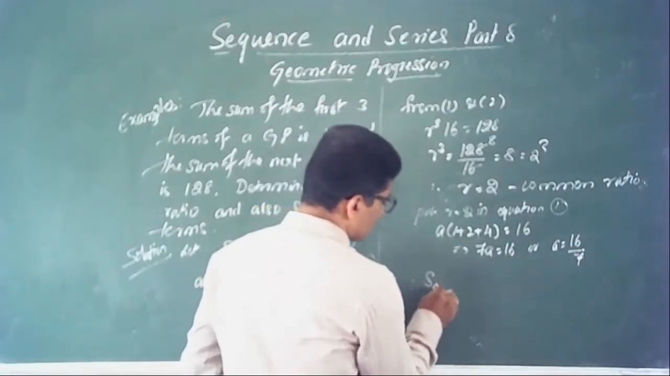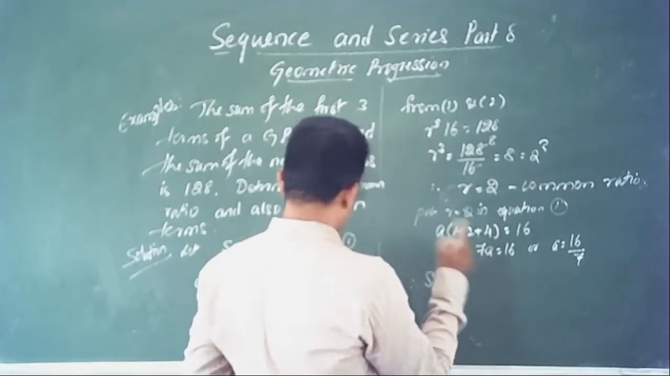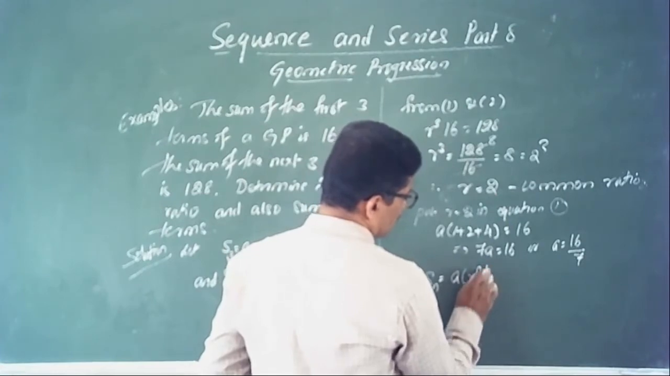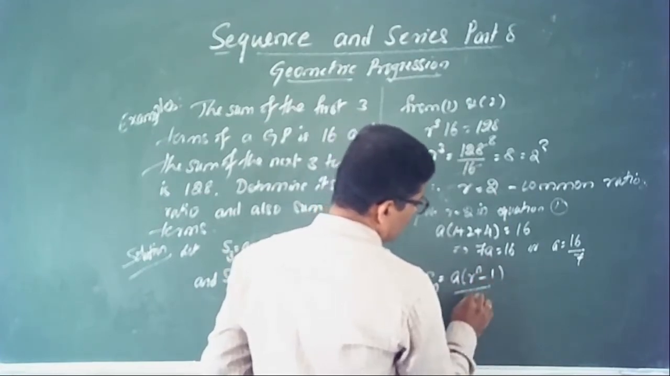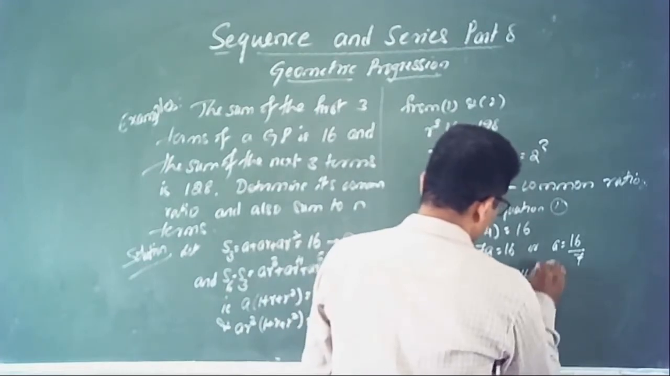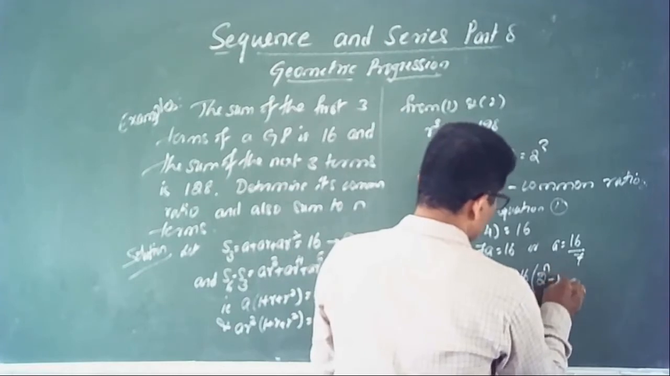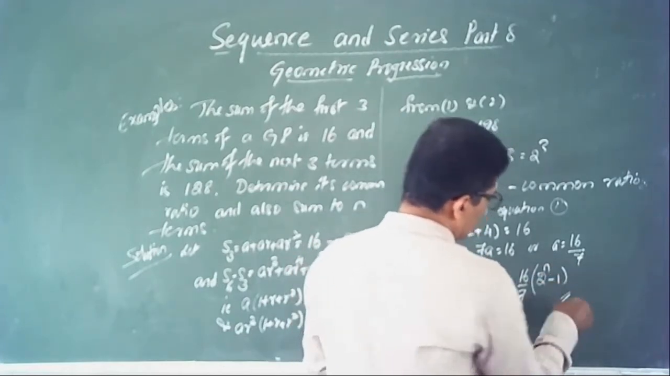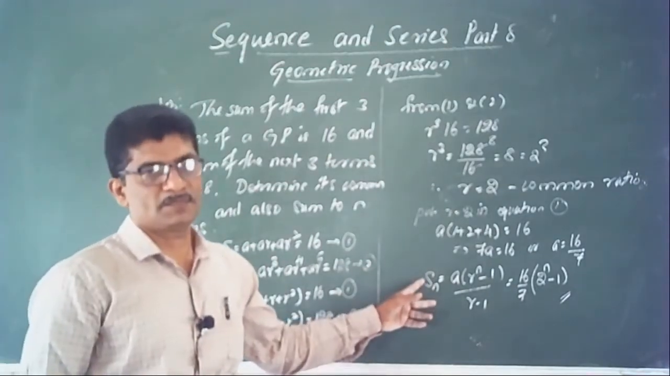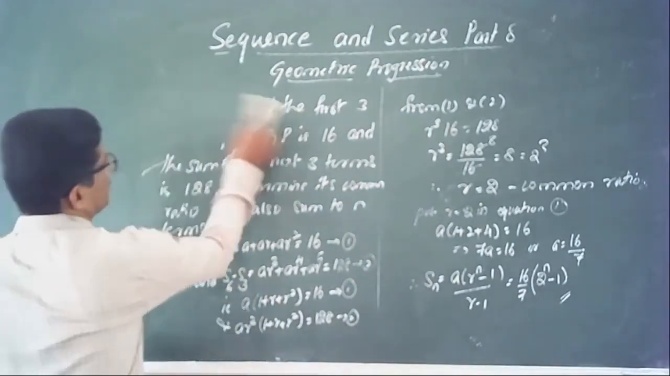Therefore, Sn. What is the formula? Just remember, for r greater than 1, Sn is a into r raised to n minus 1 divided by r minus 1. Its value: a is 16 divided by 7, and what is the value of r? 2. So 2 raised to n minus 1 divided by 2 minus 1. This one is the sum to the first n terms of a GP, the sum to n terms. It's clear? The next example.